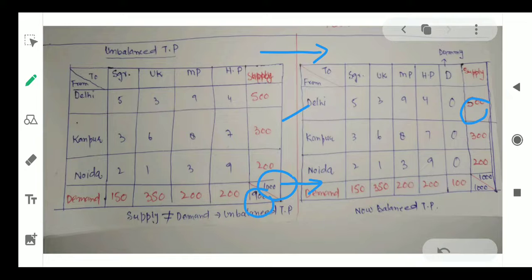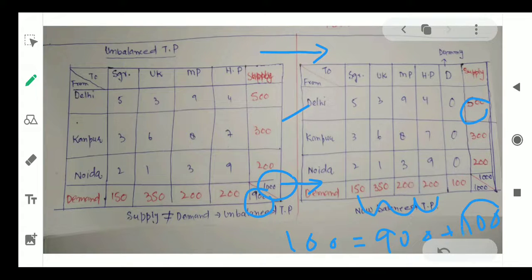But here in this problem the supply is greater than demand, so we have to add a dummy column. You can see here 150 plus 350 plus 200 plus 200 comprises only 900. So 1000 is equal to 900 plus 100.